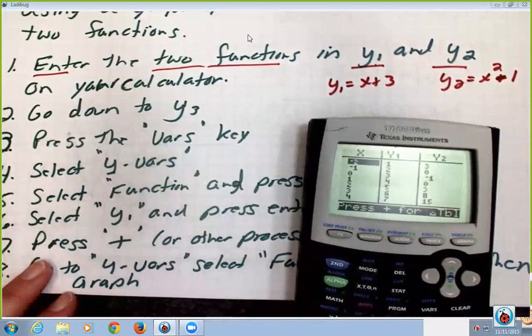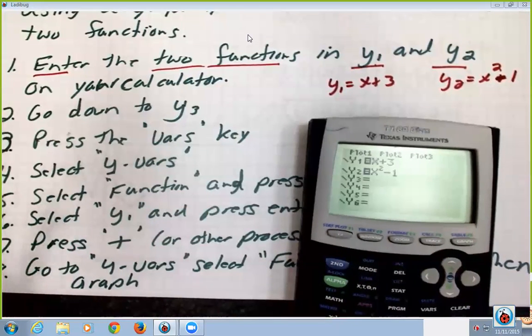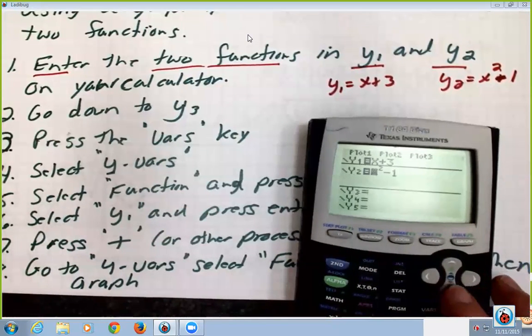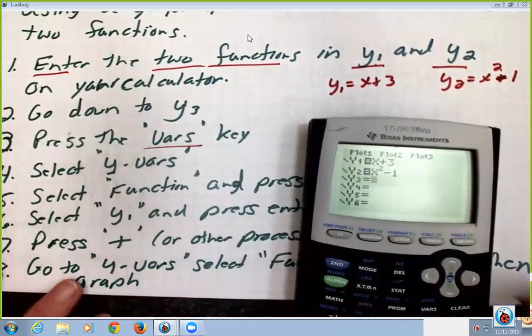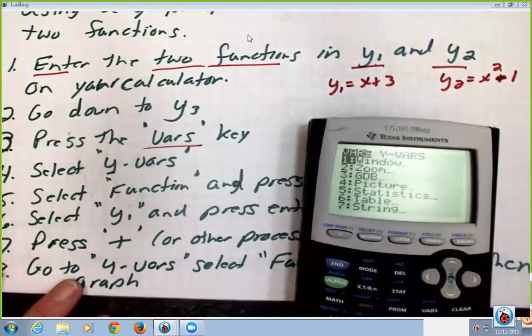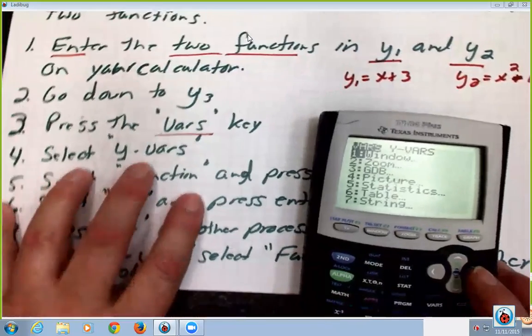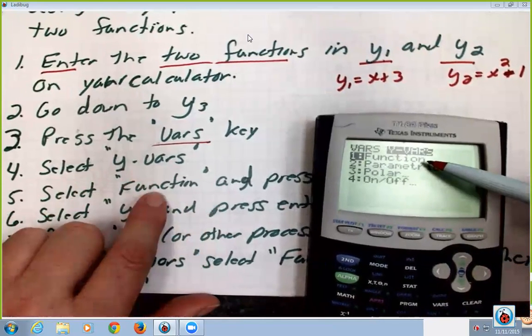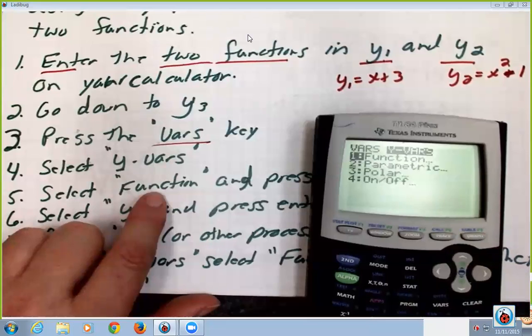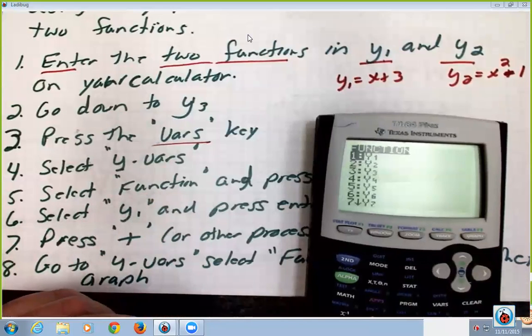So we're going to go back to my y equals. Is everybody there? We're going to go down to y3, and then we're going to press the vars key. The vars key is for the variables, and it sits right here next to your clear button. Everybody find that on their calculator? Okay. So if I hit that button, go over to Y-Vars, we're going to stay on function. So we're good so far? We're going to hit enter, and then I'm going to select which function I want to do first.